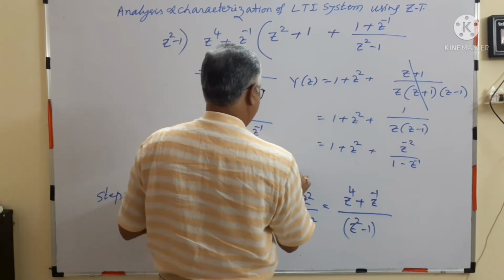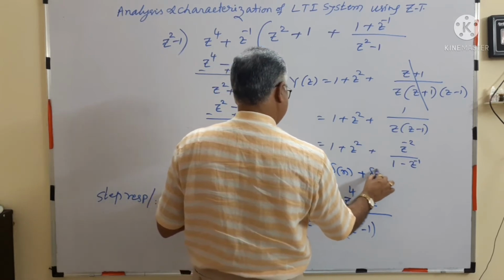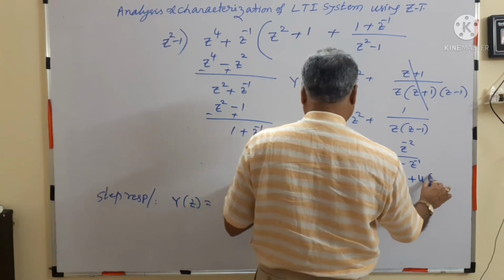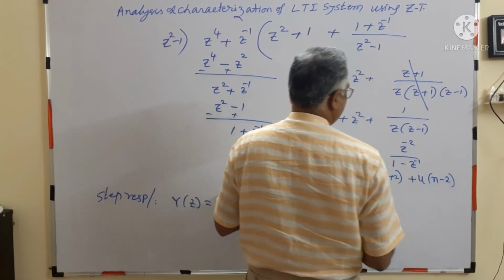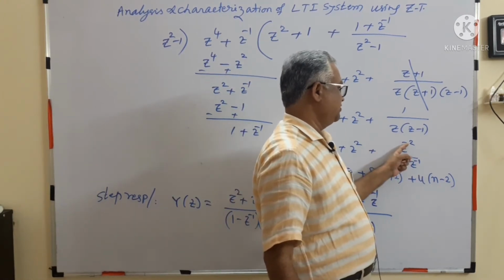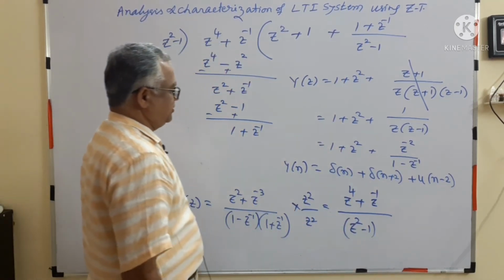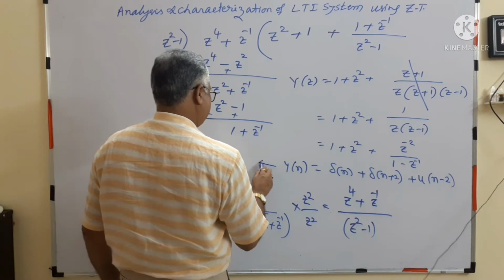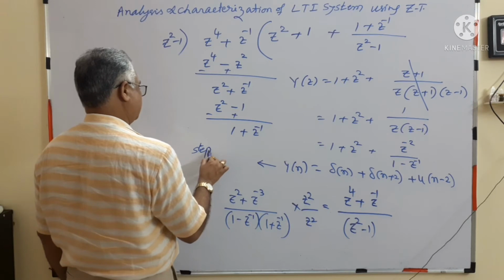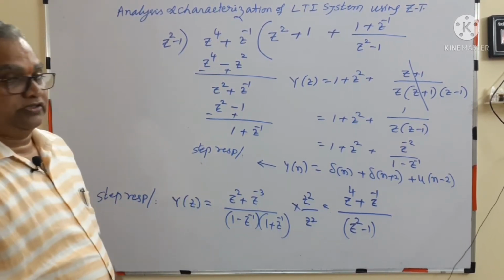And y of n is equal to delta of n plus delta of n plus 2 plus u of n minus 2. So u of n is 1 by 1 minus z inverse. So u of n minus 2. Like this you can find. So this y of n is called the step response. Step response. So like this we can do it.